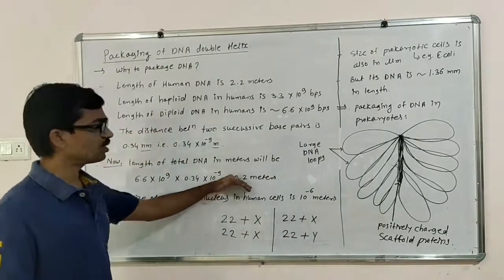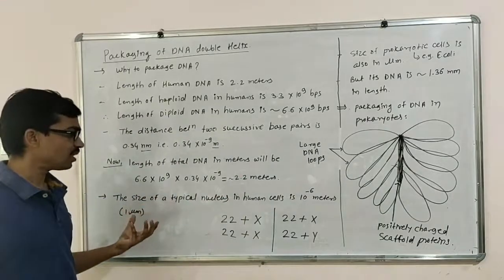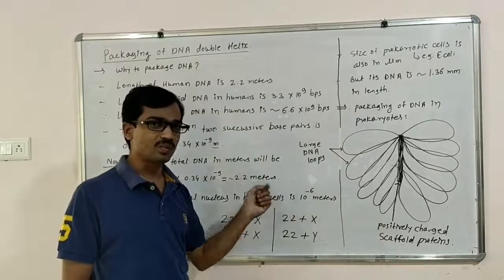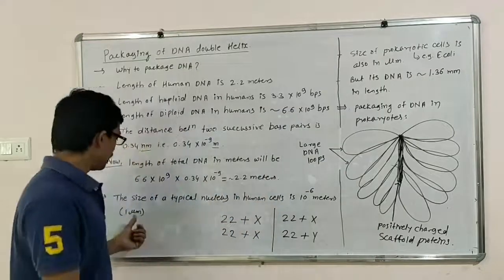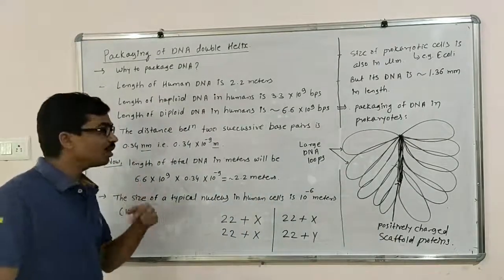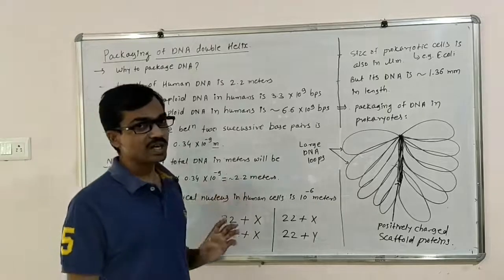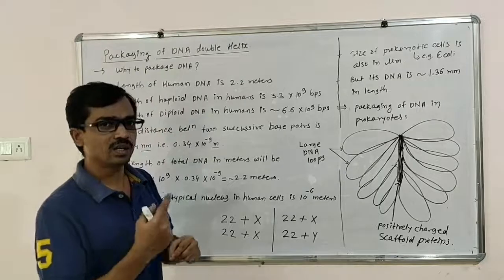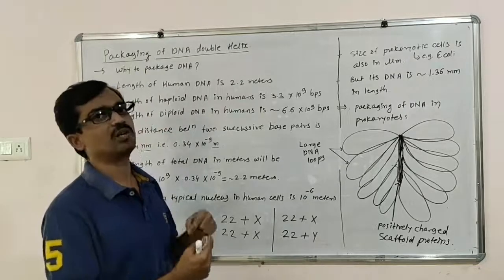And उस सेल के न्यूक्लियस का साइज, टिपिकल न्यूक्लियस का जो साइज है वो 10⁻⁶ मीटर, मतलब it is 1 माइक्रोन मीटर. तो 1 माइक्रोन मीटर के न्यूक्लियस में 2.2 मीटर का डीएनए बिठाना है तो उसको लीनियर फॉर्म में तो नहीं बिठा सकते, उसको कॉइल करके, कंडेंस करके, पैकेज करके बिठाना पड़ेगा.